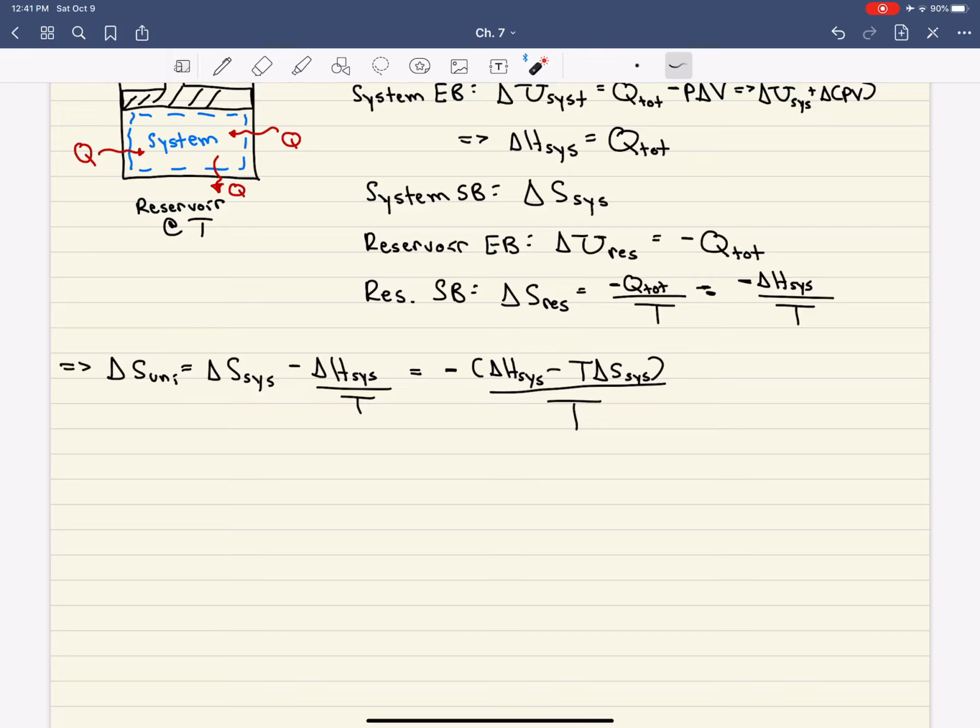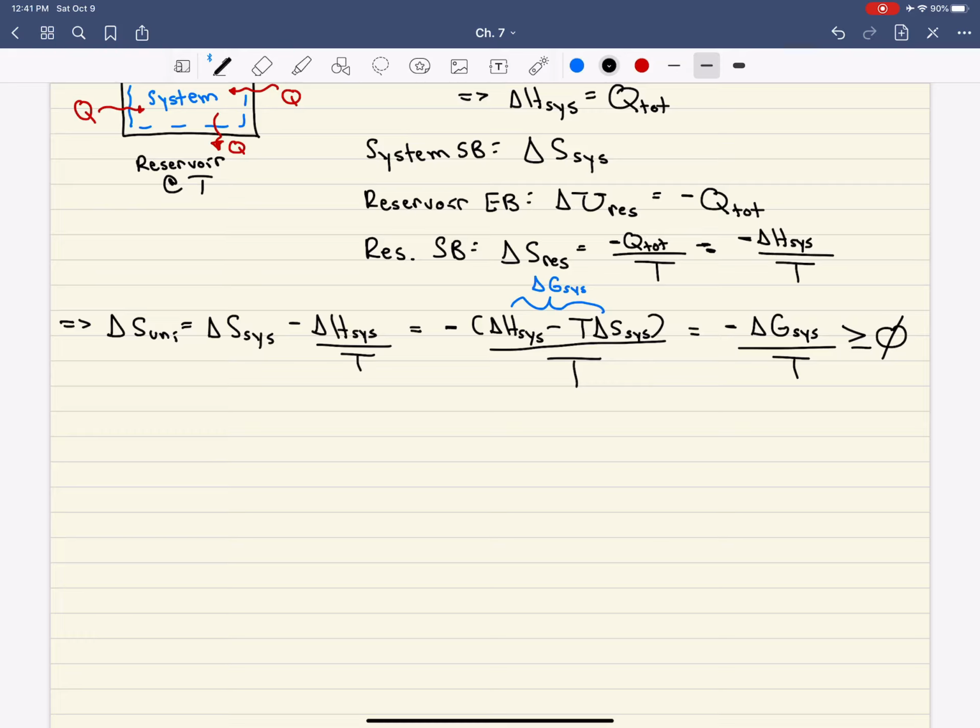Once again, if we remember back to our Legendre transforms, we recognize that delta H minus T delta S is just delta G. And so what we find is that the delta S of the universe is going to be equal to the negative delta G of our system, divided by T, and those things have to be greater than or equal to 0.